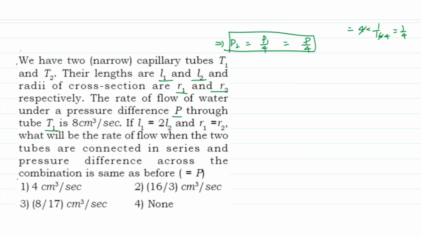Across the first tube, the rate of flow of water, meaning the volume of the liquid flowing per unit time, is given as 8 centimeter cube per second. Length is L1 equal to 2L2 and R1 equal to R2 is given. What will be the rate of flow when the two tubes are connected in series? The pressure difference across the combination is the same as before. So here you are connecting two narrow capillary tubes. Lengths will be L1 and L2, radii will be R1 and R2.